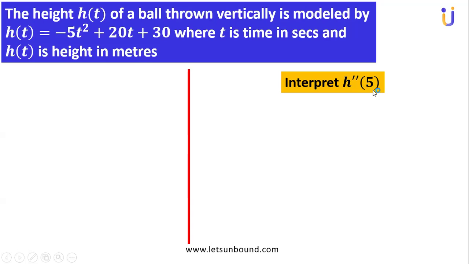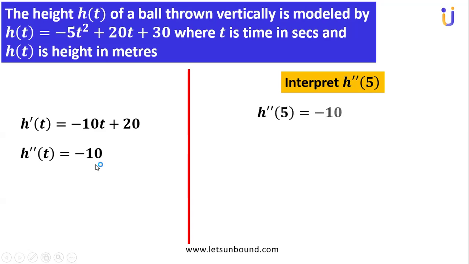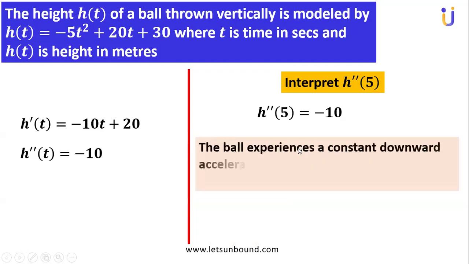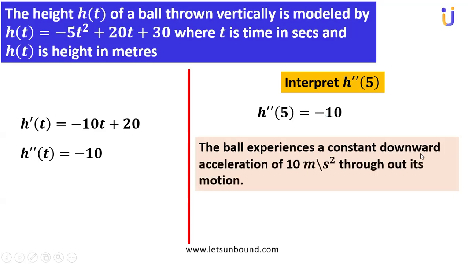Now, interpret h double dash of 5. Let's find it. We have h dash of t, so write that and find h double dash of t, which is minus 10, a constant. Whatever you plug in, it's going to be minus 10. This means the acceleration of the ball is constant throughout. And since you got a negative, it is better to say deceleration or downward acceleration. We mention constant because whatever point you plug in, it will be the same minus 10 throughout its motion. So the ball experiences a constant downward acceleration of 10 meters per second squared.